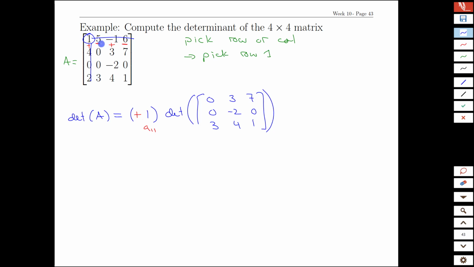Okay, now we go to the next element in that row. So plus, now it's the minus sign from our chart, our 5 from the values, that's our A12, times the determinant of, here 5 is our number, so we're going to cross out that row and that column. So what's left is 4, 3, 7. Isn't this fun? 4, 3, 7. 0, -2, 0, 2, 4, and 1. All right. And plus, we just keep going through the whole row.